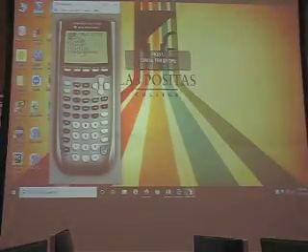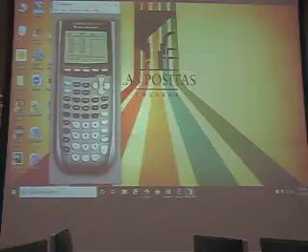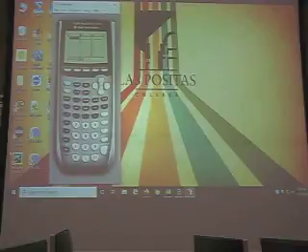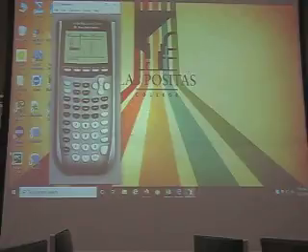Stat, edit. I have to go up to list 1 and hit clear, enter to clear that out. I'm going to put these in. What do I got? It's 32, 28, 16, 14, and 10.